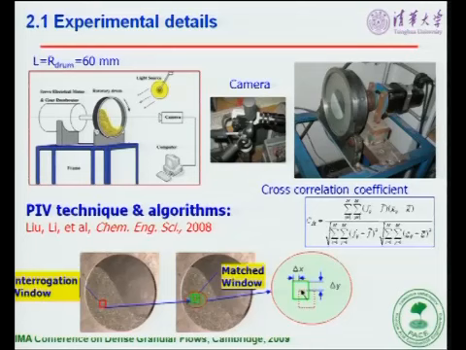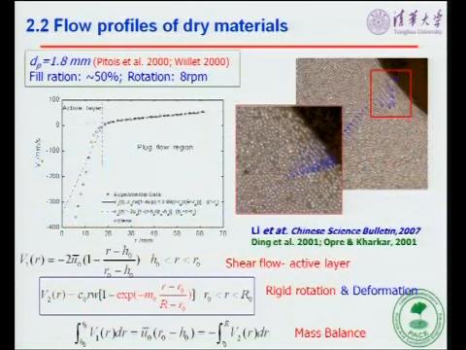In fact, the drum experiment uses just a very small zone here, and we use PIV. My PhD student Liu, together with me, developed PIV algorithms for granular flow, and you can see the publication details. We use the cross correlation coefficient between the interrogation window and the matching window, using the maximum value to get the particle velocity. We also get the granular temperature, but we don't present it here today.